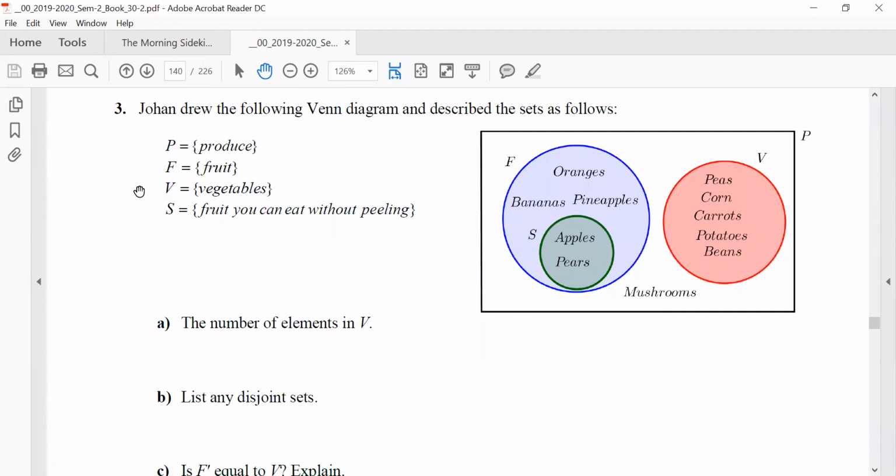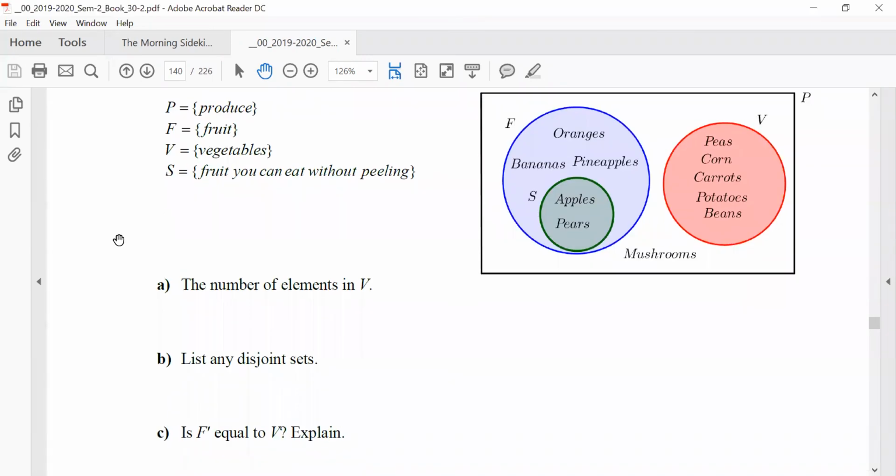Okay. Now, a lot of times you're going to get a question and the Venn diagram will be drawn for you. So I've got this funky looking thing here. It says Johan has the following sets. So he's talking about maybe his favorite foods or something. Okay. So it's a pretty picture. Love it. Okay. It says, what are the number of elements in V? So in V, I just go and I count. I got peas, corn, carrots, potatoes, beans. I'm just going to say 5. That's my answer.